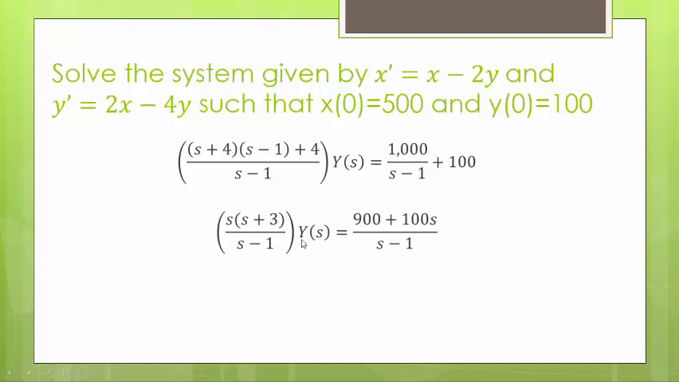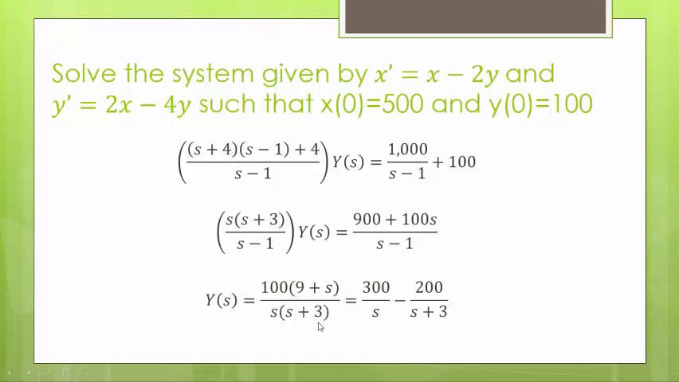Now, to solve for y of s, you will multiply both sides by the reciprocal of this rational expression. The s minus 1's cancel, and you will end up with this numerator. You'll notice I factored out the 100 over this as your denominator. Splitting that up using partial fraction decomposition. So I recommend you pause the video here.